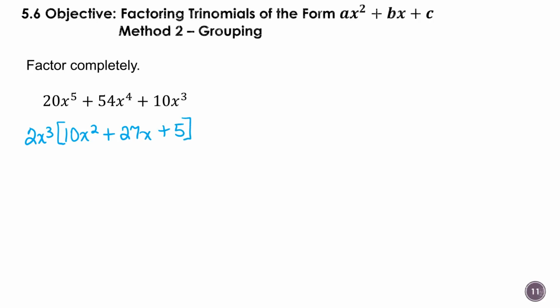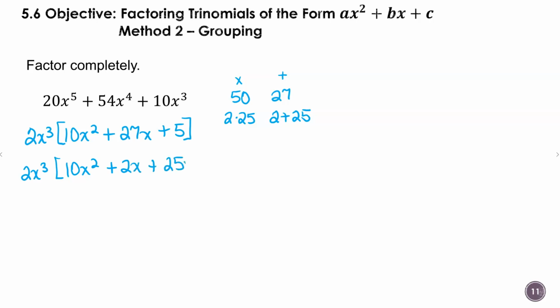For my grouping, then I'm going to multiply 10 times 5 and find factors of 50 that have a sum of 27. Now this one's pretty easy to find because the first thing I do is maybe divide by 2. 2 times 25 is 50. 2 plus 25 is 27. And then I replace my middle term with those two, 2x and 25x.